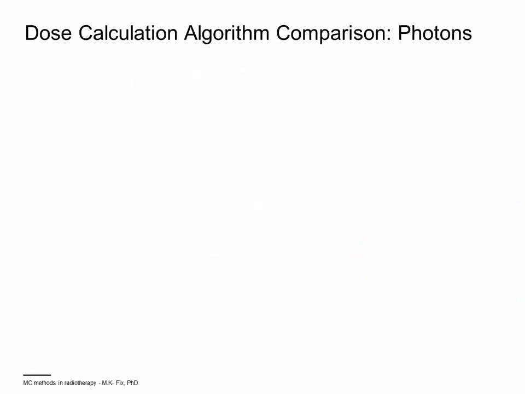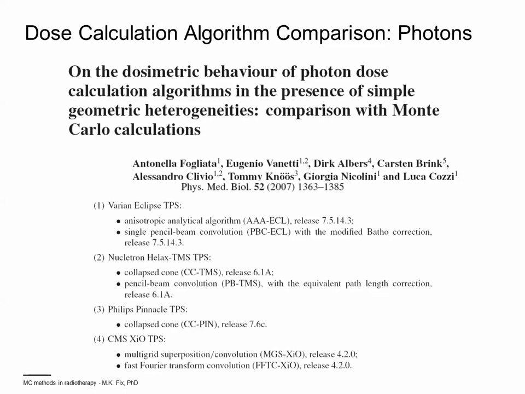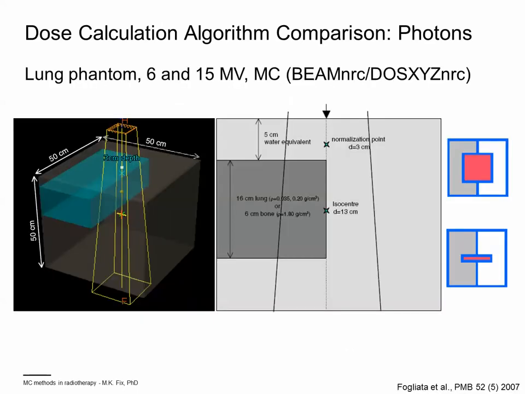The next publication compares many different photon dose calculation algorithms from different vendors and EGS NRC Monte Carlo. Dose distributions are calculated in a lung phantom within water, using 2 different lung densities, 2 beam energies, 6 and 15 MV, and 2 field sizes, a square and an elongated field.